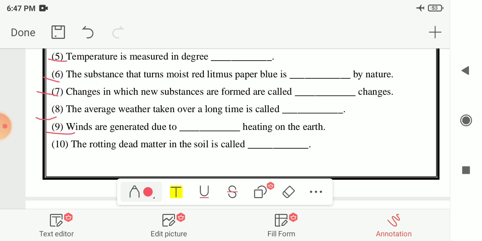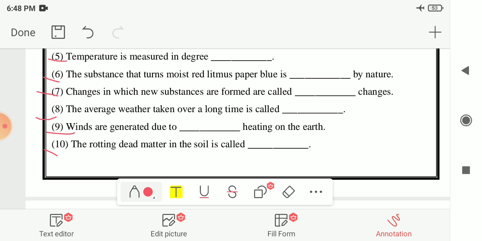Next, ninth number, winds are generated due to blank heating on the earth. So they are generated due to unequal and uneven heating on the earth. So here your answer is unequal, or you can also write uneven. Next is 10th number, the rotting dead matter in the soil is called blank. So the rotting or spoiled dead matter in the soil is known as the humus. So here your answer is humus.